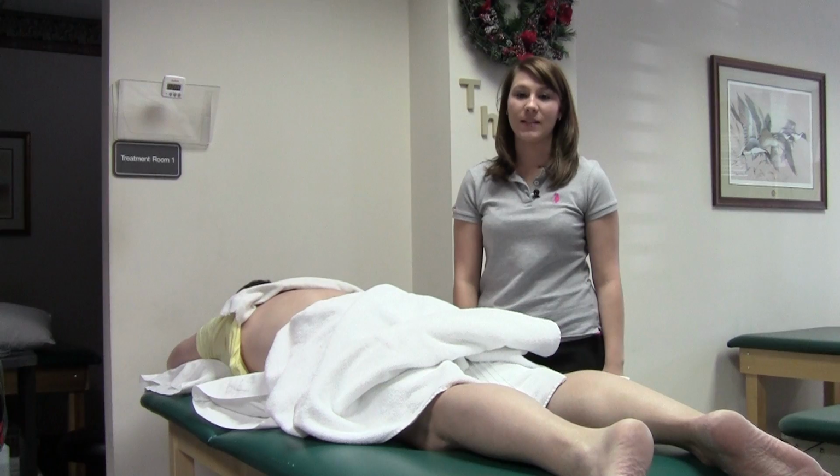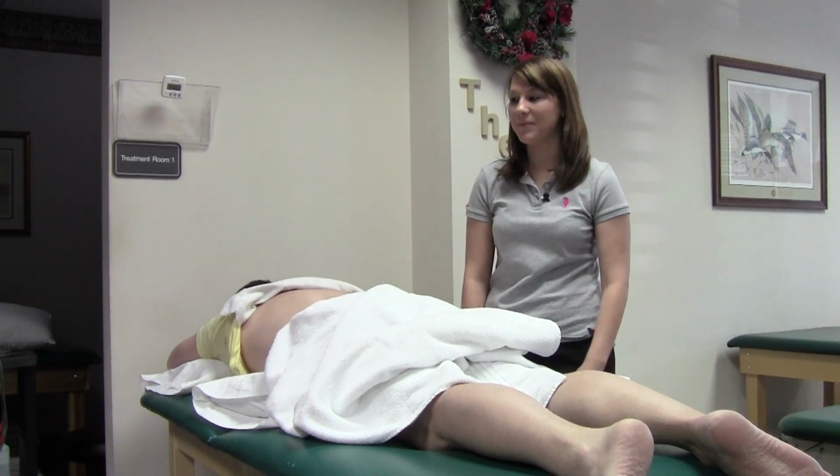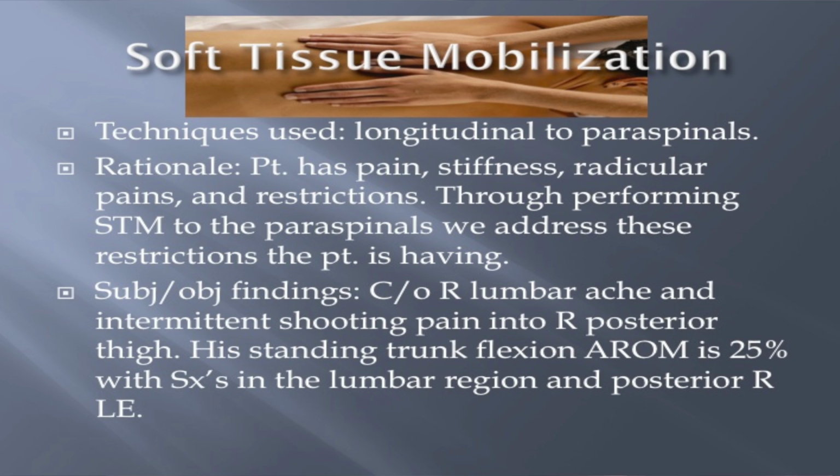And now we will discuss the soft tissue mobilization chosen for my patient. The technique used is longitudinal to the paraspinals. The rationale for this is the patient has pain, stiffness, restrictions, and radicular symptoms. By performing soft tissue mobilization to the paraspinals, we're checking for and relieving any restrictions he may have. Subjective and objective findings that rationalize this: he complains of pain in the lower back and shows restrictions with standing. His trunk active range of motion flexion is 25% with increased pain in the lower back and right posterior leg.